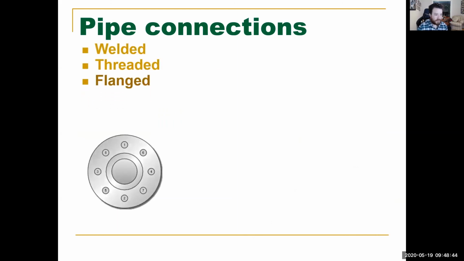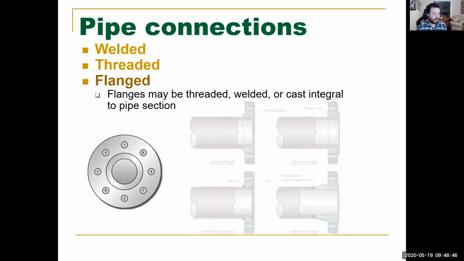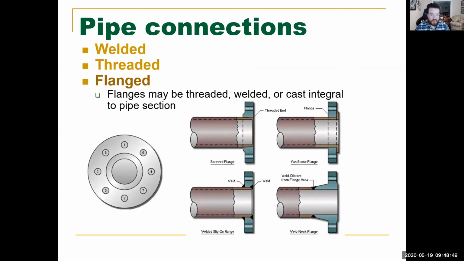And then you have flanged. So flanges can be threaded, welded, or cast onto the actual pipe when the pipe is being forged. All right. So you can either thread it on, like we said, or this one is going to be welded on. Multiple different ways you can go about putting these flanges on. But with a flange, what you're going to have to do is bolt them together. All right.